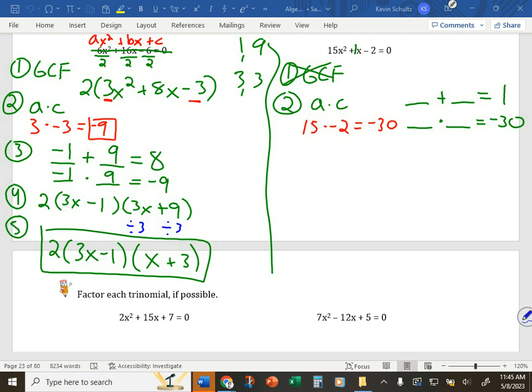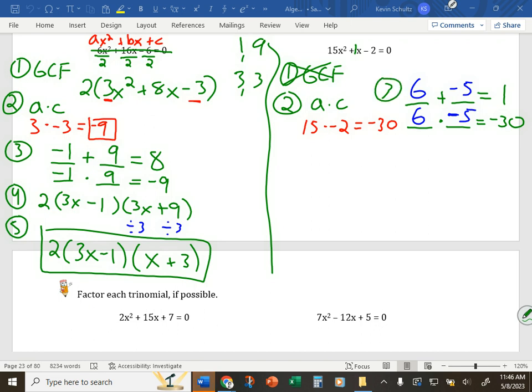And what did you come up with? What's the solution to this number puzzle here? Curtis? 6 and -5. 6 plus -5 is positive 1. 6 times -5 is -30. Okay? Now, this was step 3, by the way.